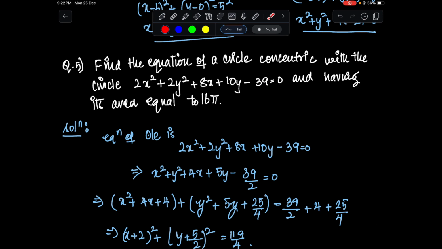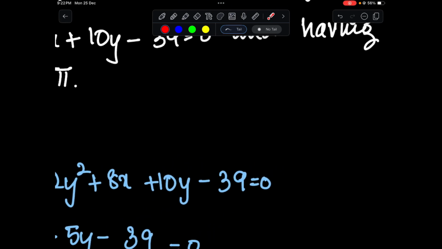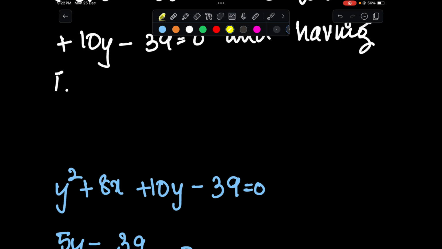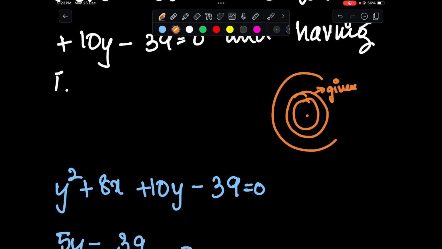Coming to the next question: find the equation of a circle concentric with the given circle and having its area equal to 16 pi. Now, let us understand what the question is trying to tell me. There is a circle whose equation is already given to us. Next, I need to find a concentric circle. Concentric circles are circles with the same center. It could be inside the given circle or outside the given circle, but the condition is that the circle should have an area of 16 pi.